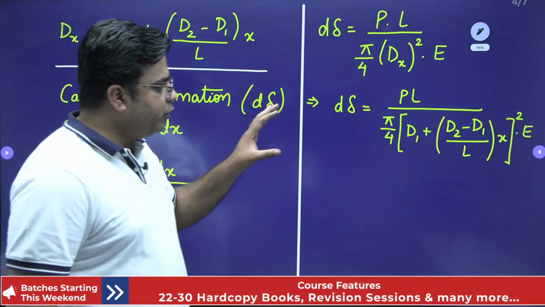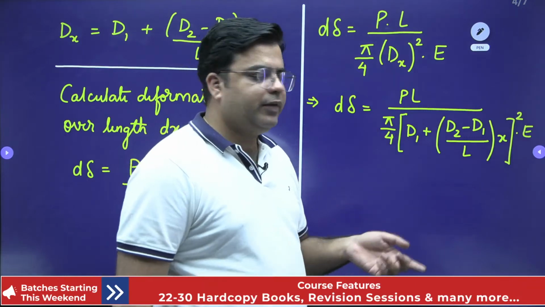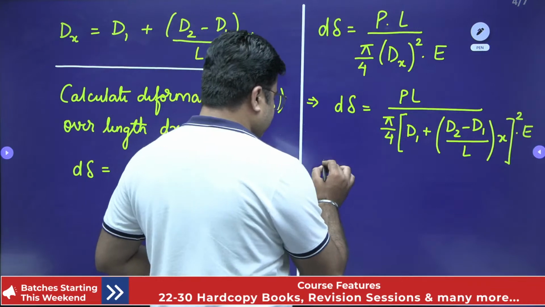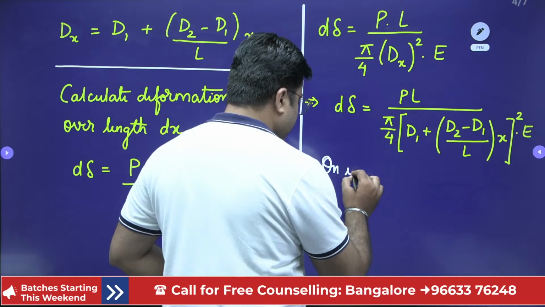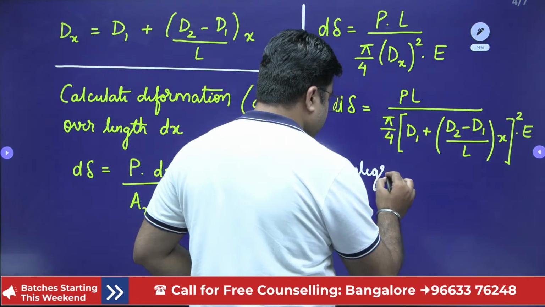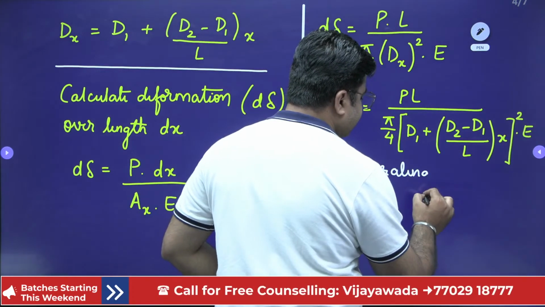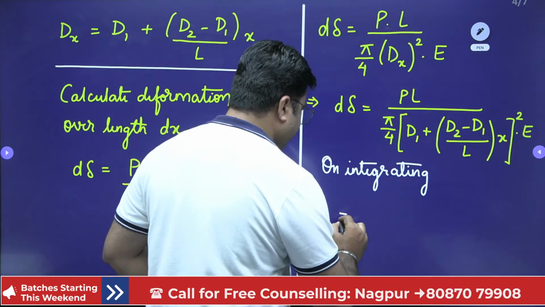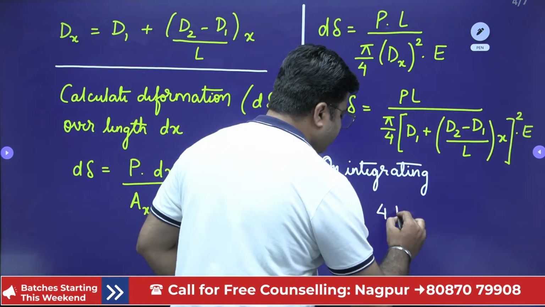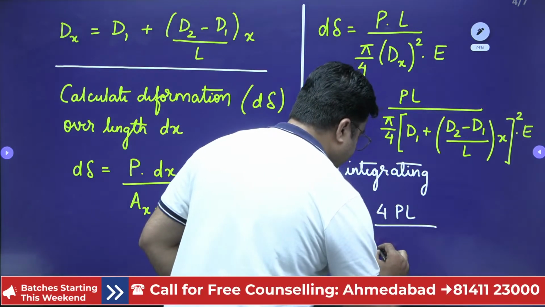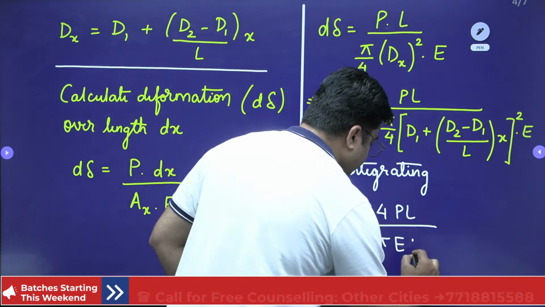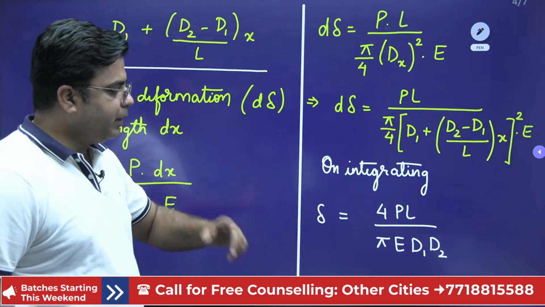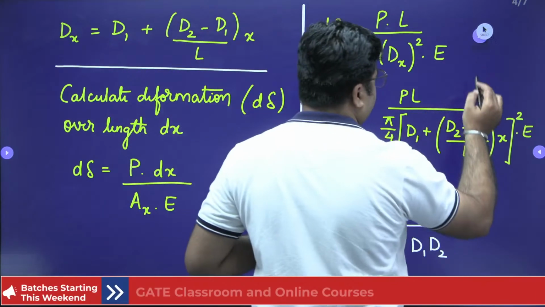So, if we need to get the total elongation of the bar, we have to simply integrate this expression. On integrating this expression, we get the total deformation of the bar. Total deformation of the bar is 4PL upon pi E d1 d2. This is my total elongation of the bar.